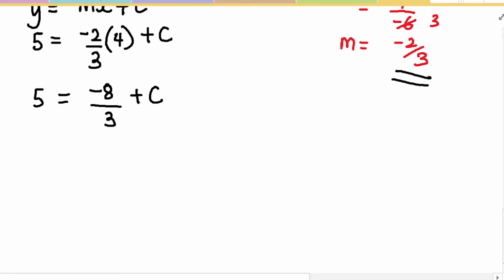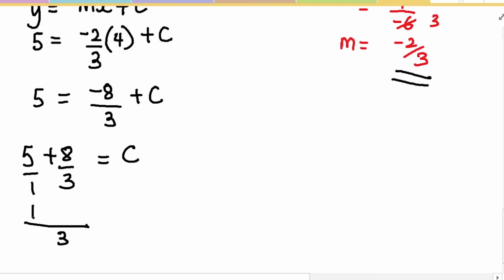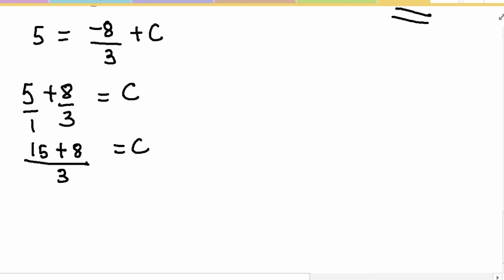Making c the subject of the formula, this is going to become 5 plus 8 over 3, this is over 1, is equal to c. So we find the LCM here, it is 3. 3 times 5 is 15, 3 divided by 3 is 1, 1 times 8 is plus 8, is equal to c. So from here we are able to find that our value of c is going to become 23 over 3.